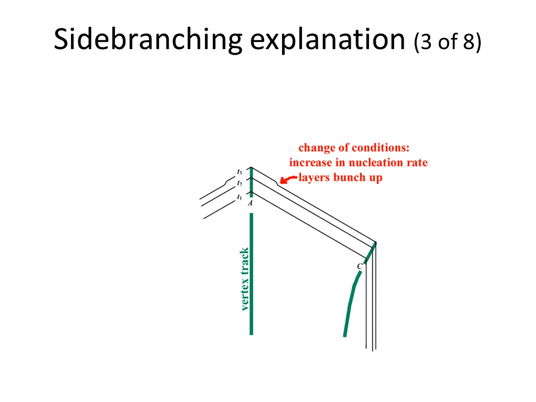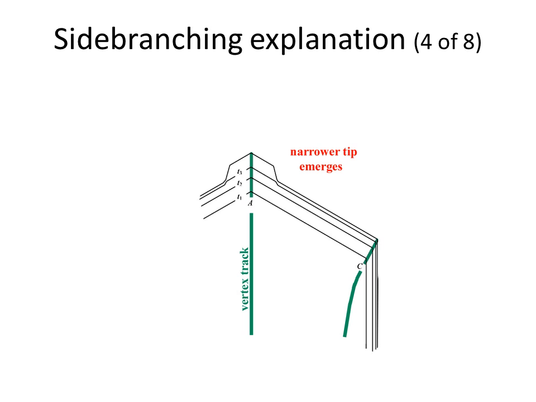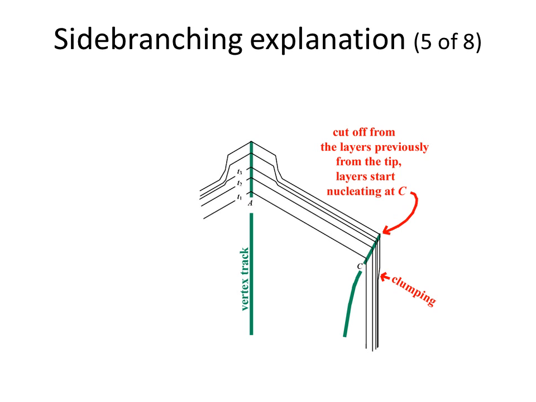Instead of continuing along constant conditions, let's say the conditions change and now the growth rate is significantly faster. So now the layers are nucleating faster, and they start bunching up and clustering, say, right here. So a narrower tip starts to emerge. So now the layers that once spread across this entire face, they now stop here.